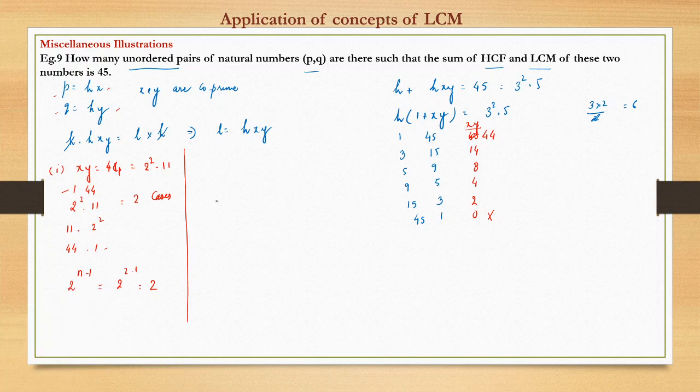Now second case, when xy is 14, that is 2 into 7. So number of cases would be what? 2 prime factors. So 2 raised to power 2 minus 1 is 2 again. So this is done.